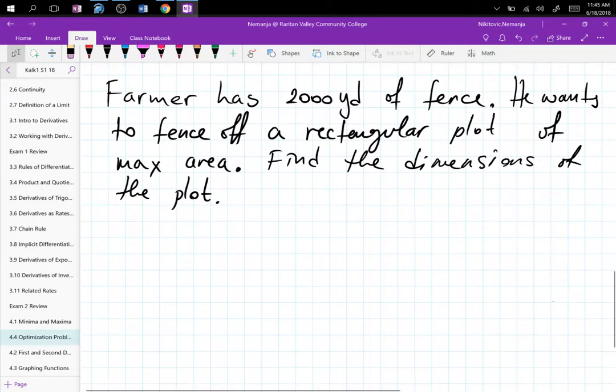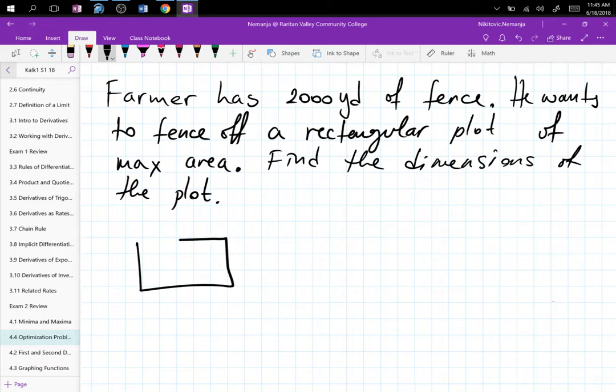So farmer has a lot of land, farmer has a lot of fence. He wants to fence off a rectangular area so that the area is the maximum possible. He wants to use all of the fence. He has 2,000. So what would be the two equations? Anyone?